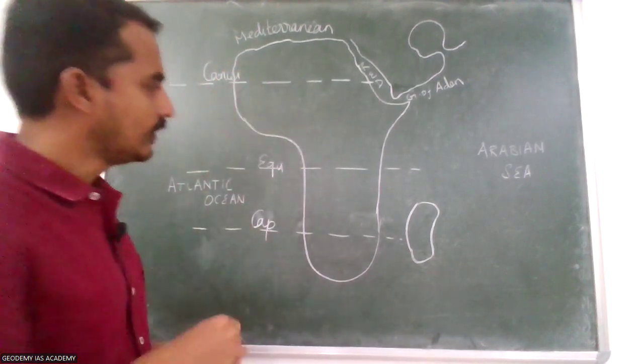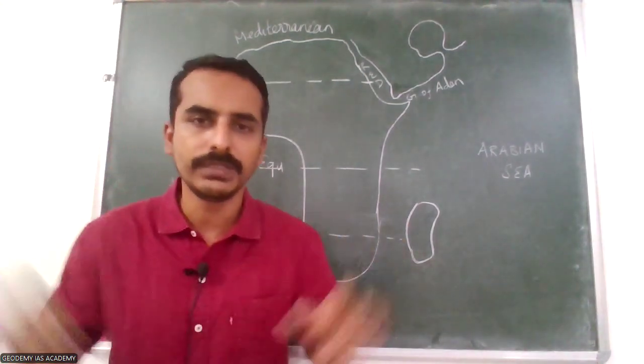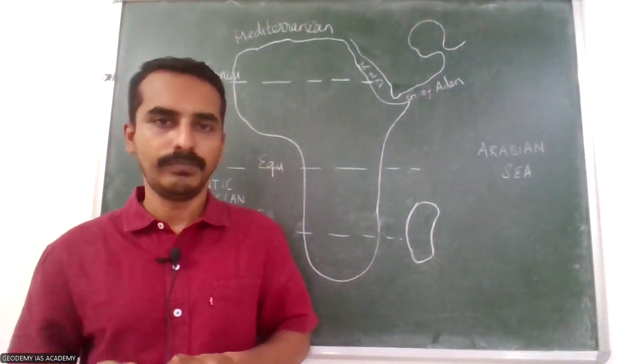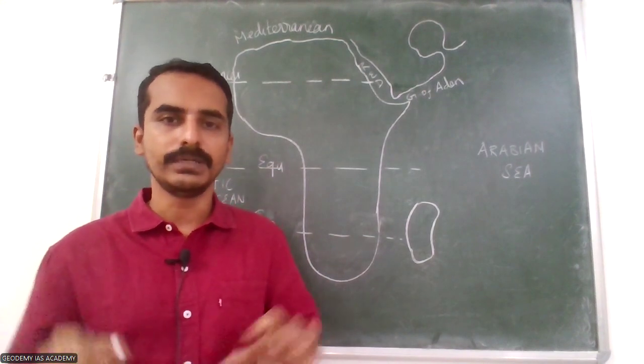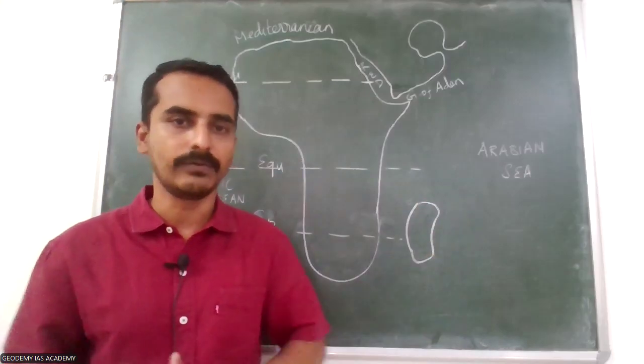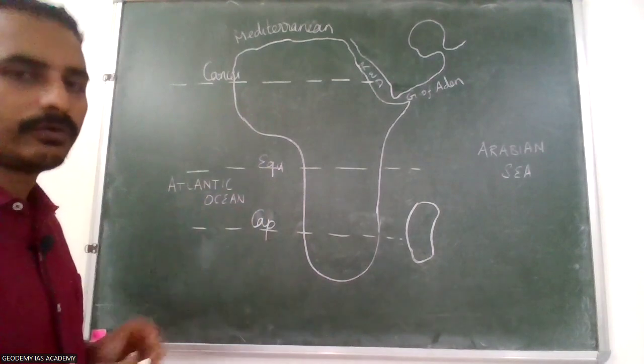Now the African continent is actually called a plateau continent, because most of the regions of Africa are covered with plateau. If you see the physical map of Africa, you can see the brown and yellowish color in most regions of the entire continent. So it is called a plateau continent.